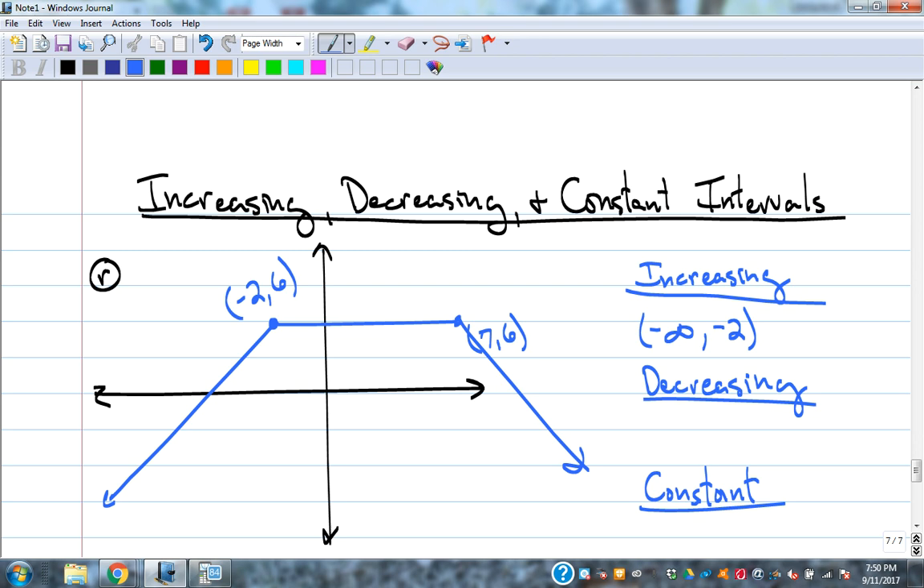What would that be? Constant. If something is constant, it's steady, right? It's always the same. So it's constant from negative 2 to where? 7. So the interval for constant is from negative 2 to 7. It doesn't matter about the x values. It's y values that we're looking at. It's x values that we're reporting.